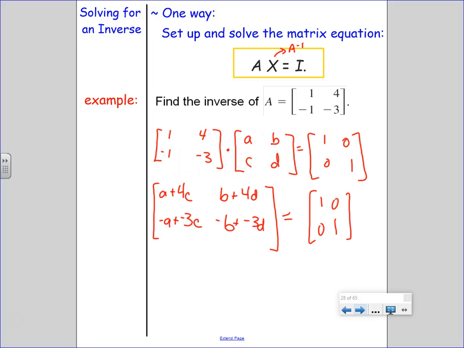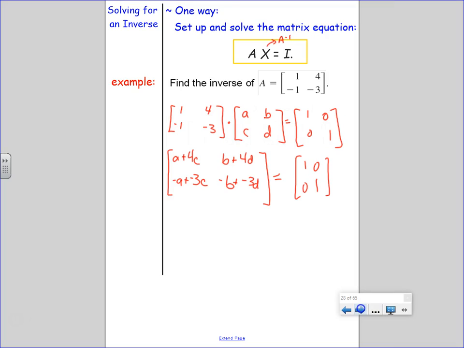Now what? You can find the inverse. We want to find A, B, C, D. Question. Aren't equal matrices only equal if the corresponding entries are equal? What corresponding entries do you guys see? What does A plus 4C have to be? 1. Has to be 1.